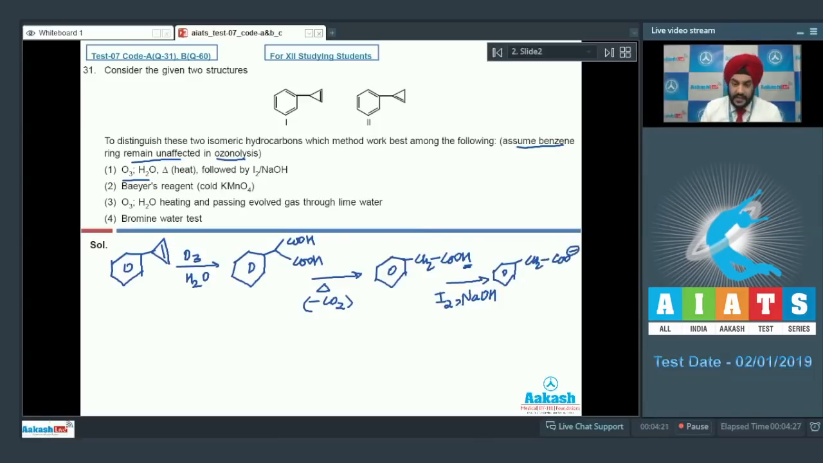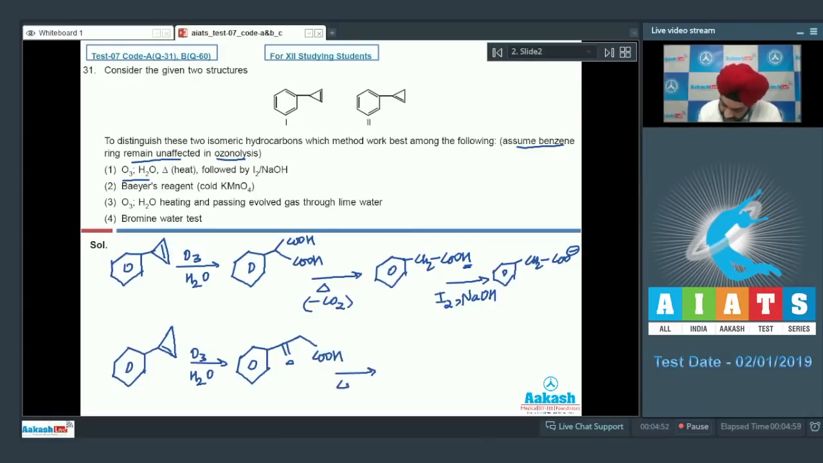Okay. Let us start with the second structure now. In the second structure, the position of the double bond has been shifted. So when this is subjected to oxidative ozonolysis, we're going to have formation of a ketone at one point, whereas there will be the formation of carboxylic acid at the other point. So this is a beta keto acid.